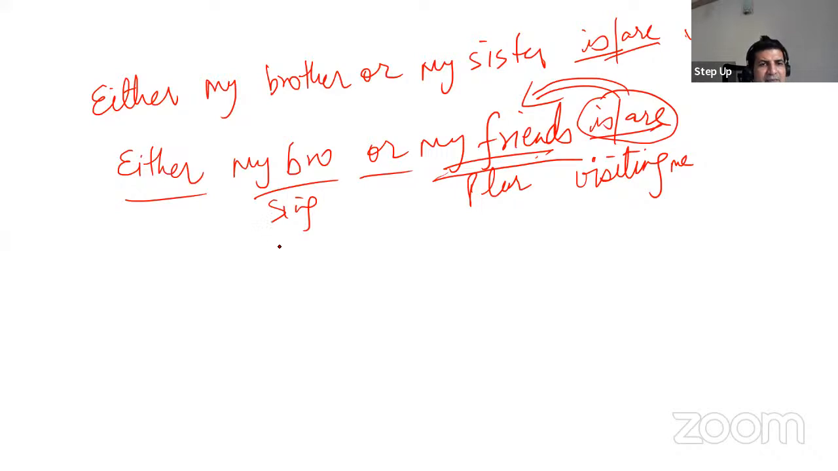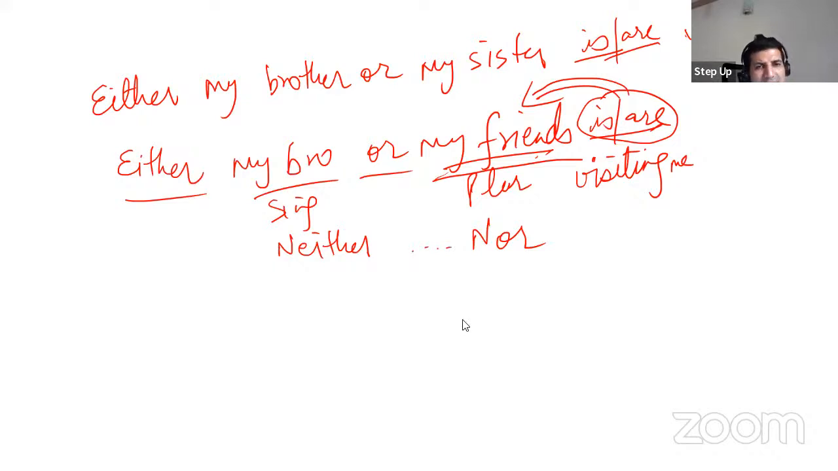Got it? Same with neither nor. Understood, guys? So in either or, neither nor, the verb is modified according to the subject placed closest to it. And again, I told you I'll confuse you. That's why I'm confusing you. Okay. The simple ones are easy, right?